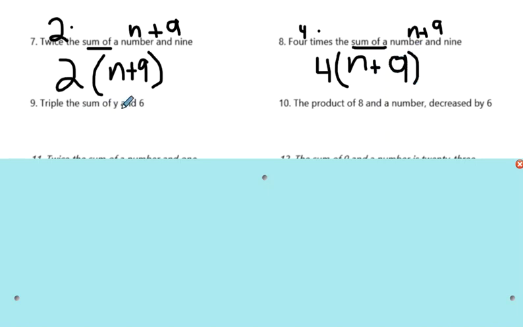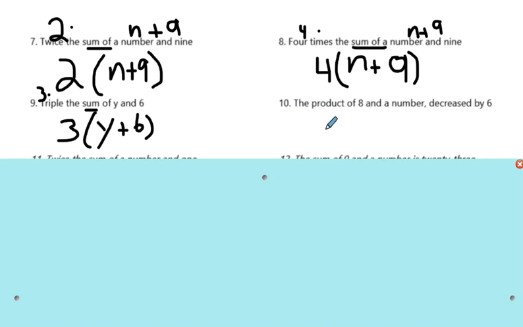Okay, number 9, triple the sum of y and 6. Again, triple means times 3. So we're just leaving the 3 on the outside, and we're going to add y and 6 by itself on the inside, because we want to make sure we do y plus 6 first, and then whatever we get for the sum of this, times it by 3. Again, thinking about order of operations.